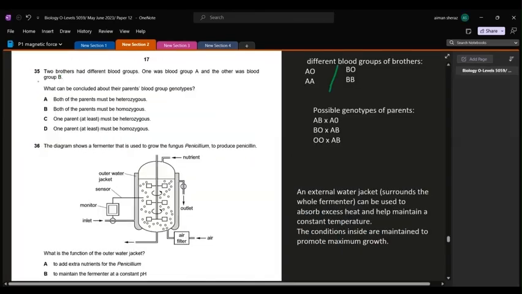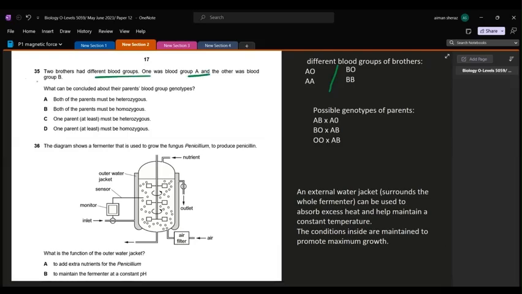Question number 35. Two brothers had different blood groups. One was blood group A and the other was blood group B. What can be concluded about their parents' blood group genotypes? Now, I have written the different blood groups of the brothers. This is for blood group A and this is for blood group B. They're asking you to find out about their parents' blood group genotypes. So, I have written the possible genotypes of the parents, because only from these possible genotypes you can get this blood group.